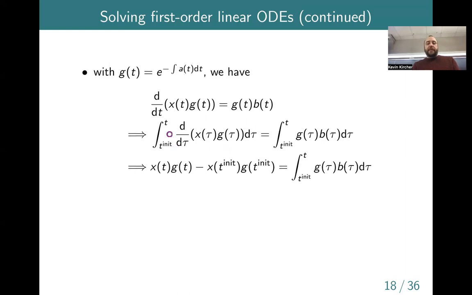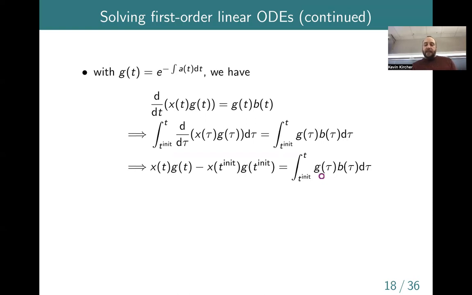Okay, now we apply the fundamental theorem of calculus because we're integrating the derivative of the thing. So that just ends up being the delta of the thing, right? And the thing on the inside here is the product xg. So we get xg evaluated at the upper limit of integration, which is t, minus xg evaluated at the initial t initial. And then the right-hand side hasn't changed at all.